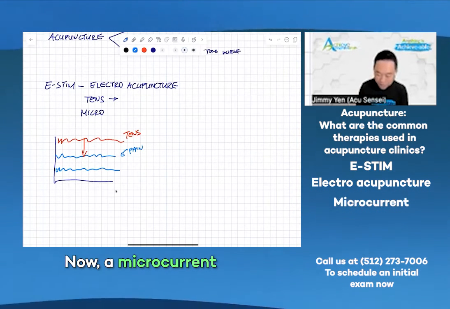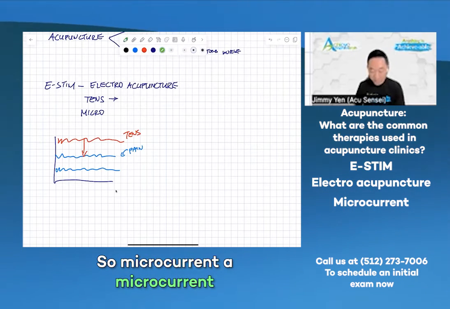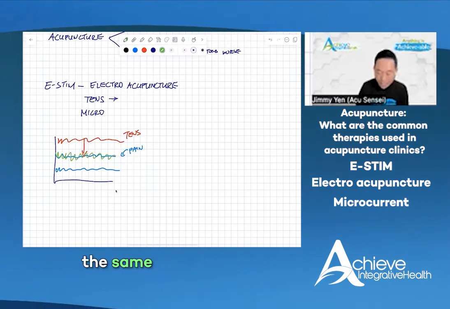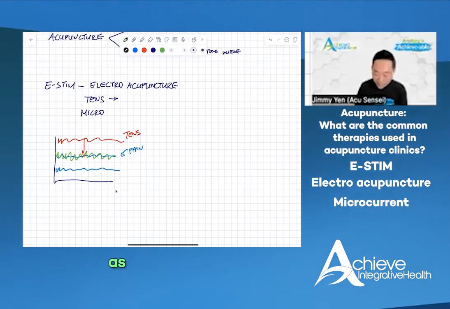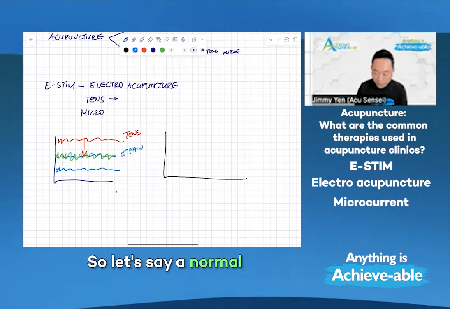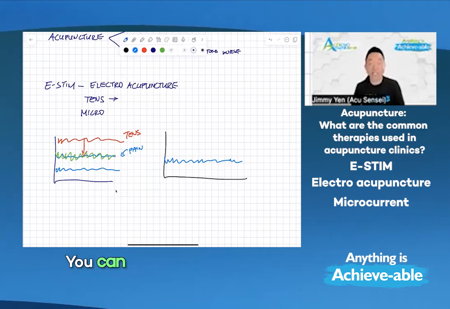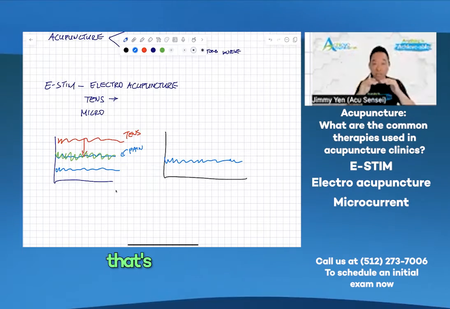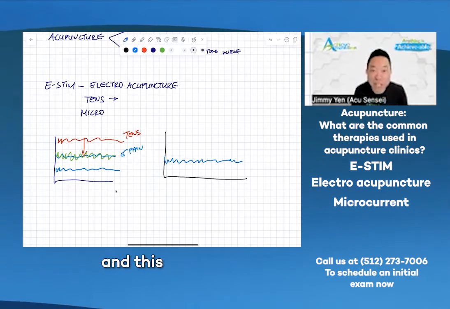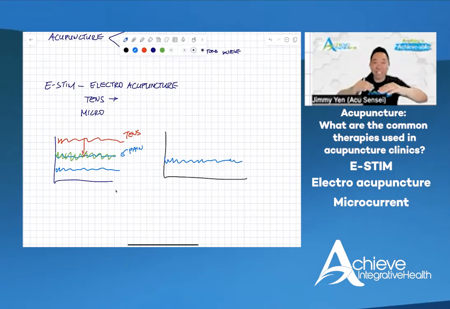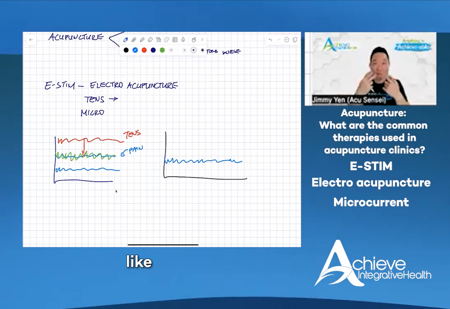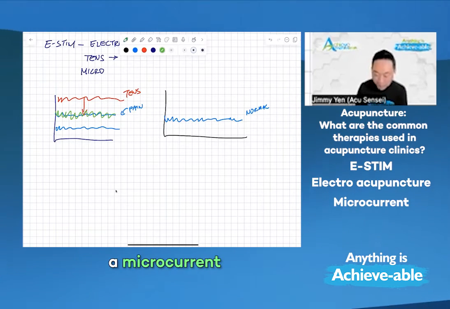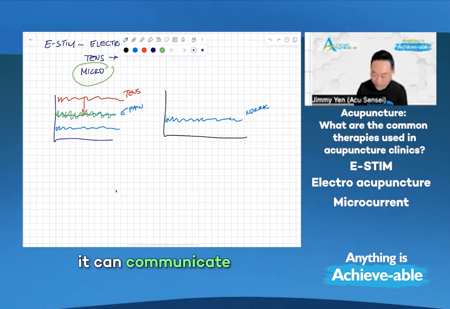Now, a microcurrent, that's a little different. A microcurrent doesn't communicate at a TENS wavelength. A microcurrent would communicate at the same wavelength as your nerves. You can think of a wavelength like how loud I talk. If I talk really loud, that's a high wavelength. If I talk normal, that's a normal wavelength. Or if I talk like this, that's a soft wavelength. So you can think of wavelengths like the intensity of it. Normal is like what I'm talking to you right now. This is a normal communication, and a microcurrent can communicate at the same wavelength.